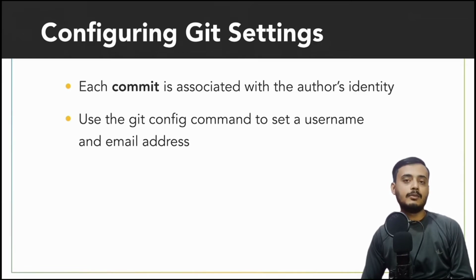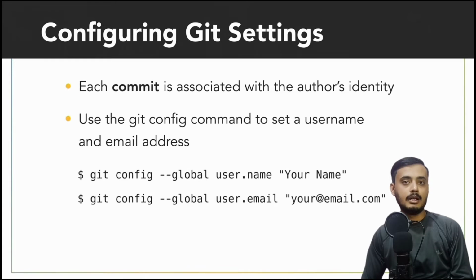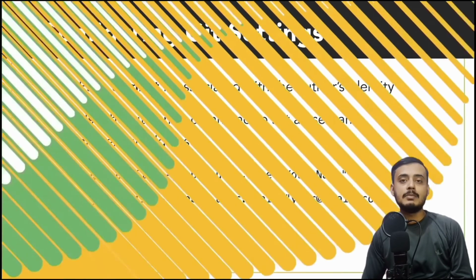To add your author information, use the git config command. Next, add the dash global argument to set the configuration globally. Then add user.name or user.email and your details in quotes. This information is just used as a label. It won't trigger any emails to be sent to you. And if you have concerns about privacy, you can use any name or email address.